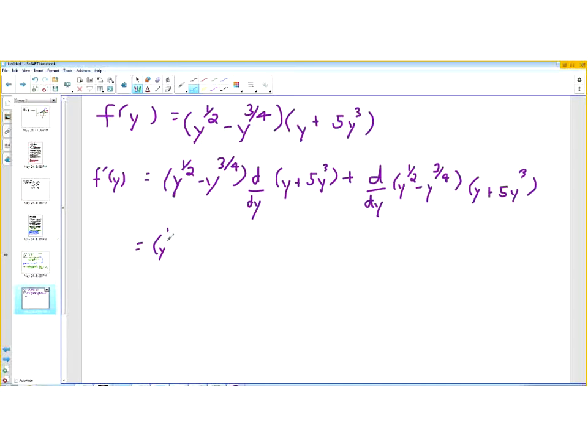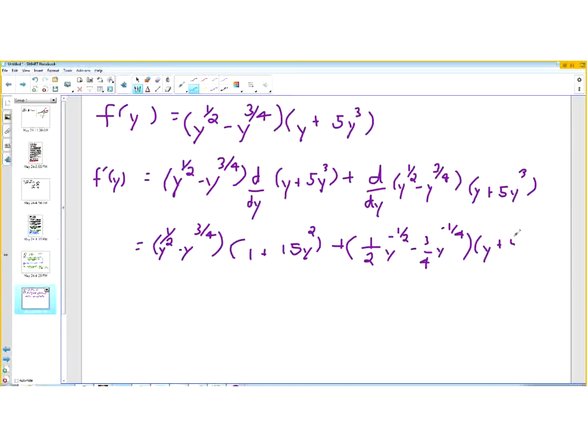So this would be y to the 1/2 minus y to the 3/4 times, okay, distribute the derivative operator, so that would be 1 plus 15y squared, plus, okay, distribute the derivative operator in the binomial, that would be 1/2 y to the negative 1/2 minus 3/4 times y to the negative 1/4, times y plus 5y cubed. Okay, and you can leave your answer like that.